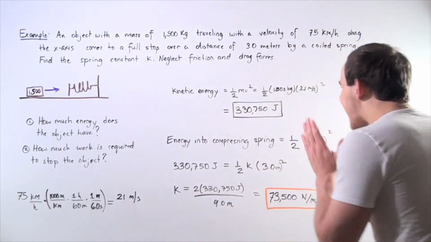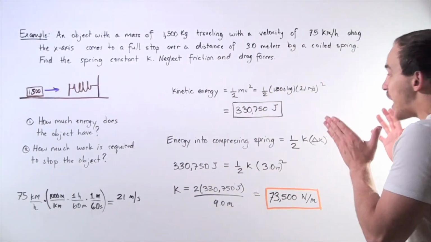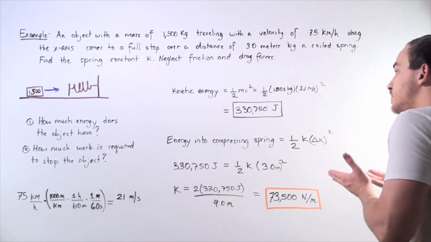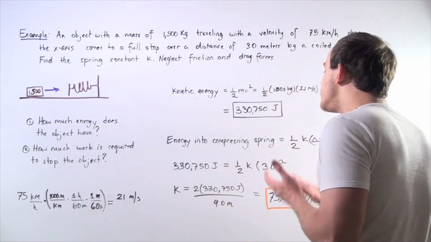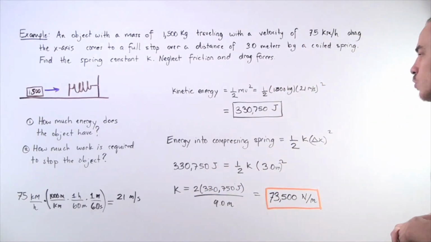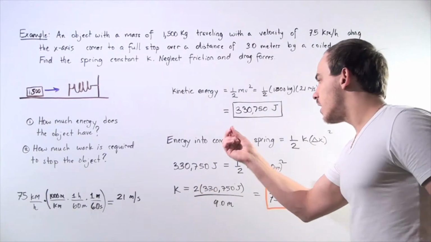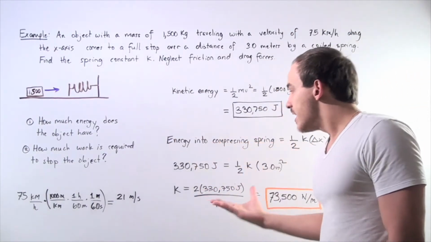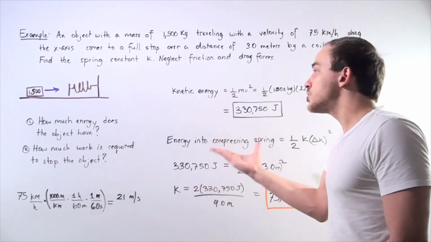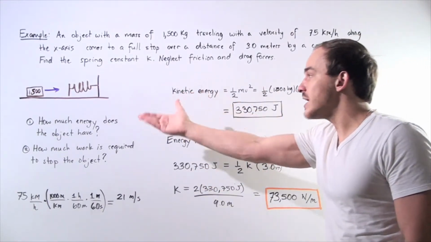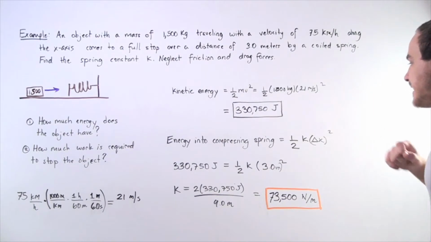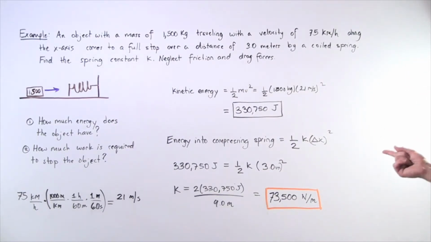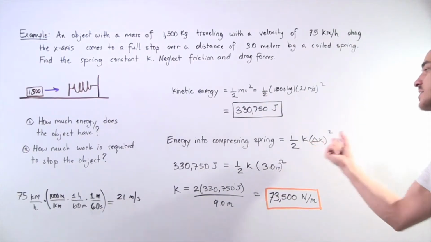So that's how much kinetic energy is found in our moving object. And that is exactly how much energy, how much work, must be done on the object to stop our object from moving. So the energy into compressing the spring basically means that this is how much energy must go into the spring to compress our spring. And that's equal to 1/2 of the spring constant multiplied by the square of our displacement.